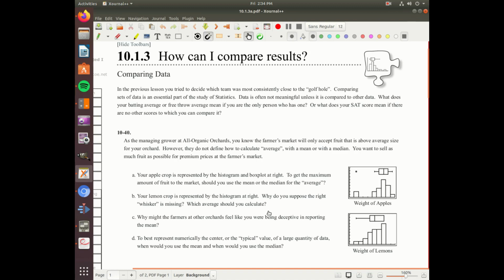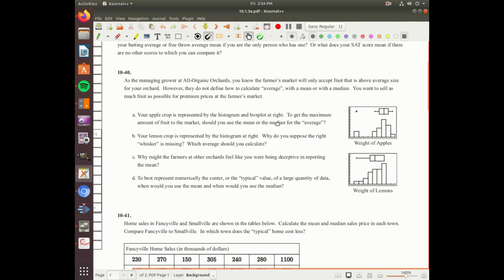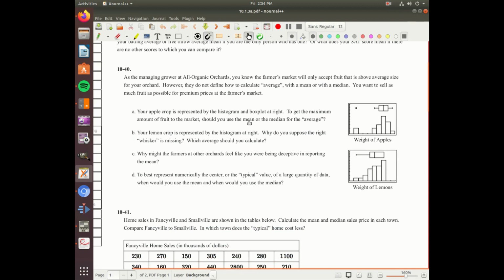So what does your batting average or free throw average mean if you're the only person who has one? Or what does your SAT score mean if there are no other scores to which you can compare it? I hope you guys are paying attention on this because there's some good stuff coming in this lesson as far as how to analyze the data. Being able to make the data is one thing, but actually understanding what the data is telling you is really where the value is.